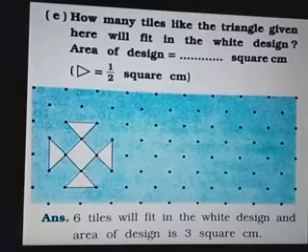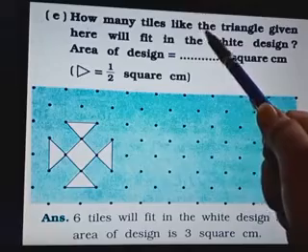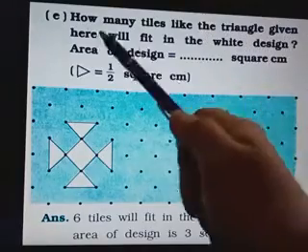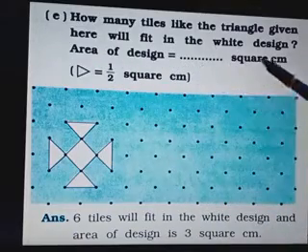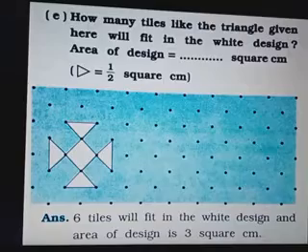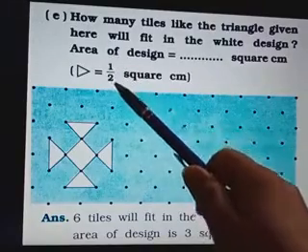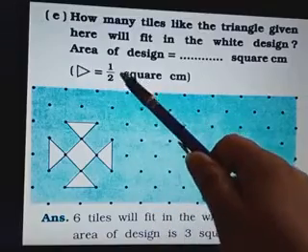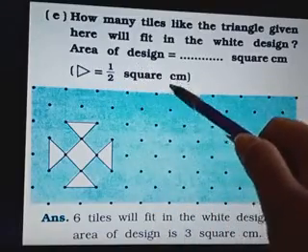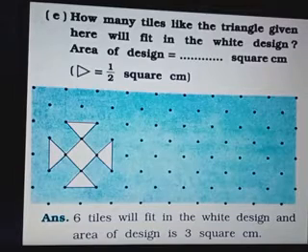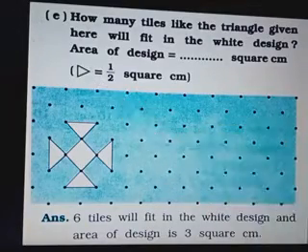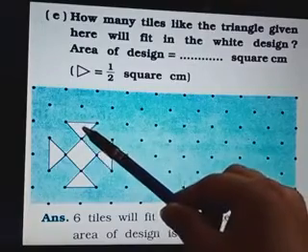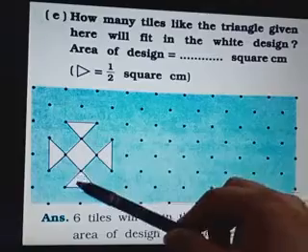Now our next question. How many tiles like the triangle given here will fit in the white design? Area of design equals dash square centimeters, right? Now here you can see in a bracket one triangle shape is given, and it is showing 1/2 square centimeter. One particular triangle is of 1/2 square centimeter. So first of all, how many triangle-shaped tiles can we fix here? Here you can see one triangle is given. So 1, 2, 3 and 4.